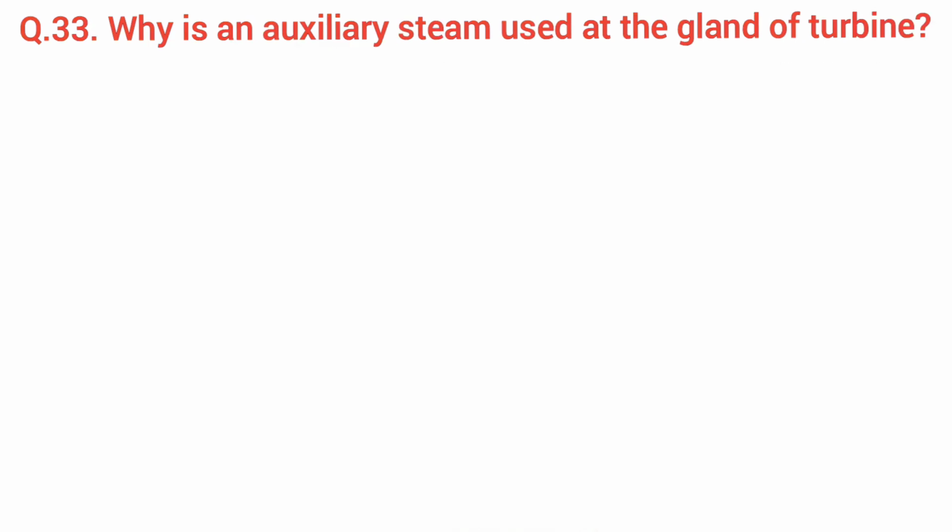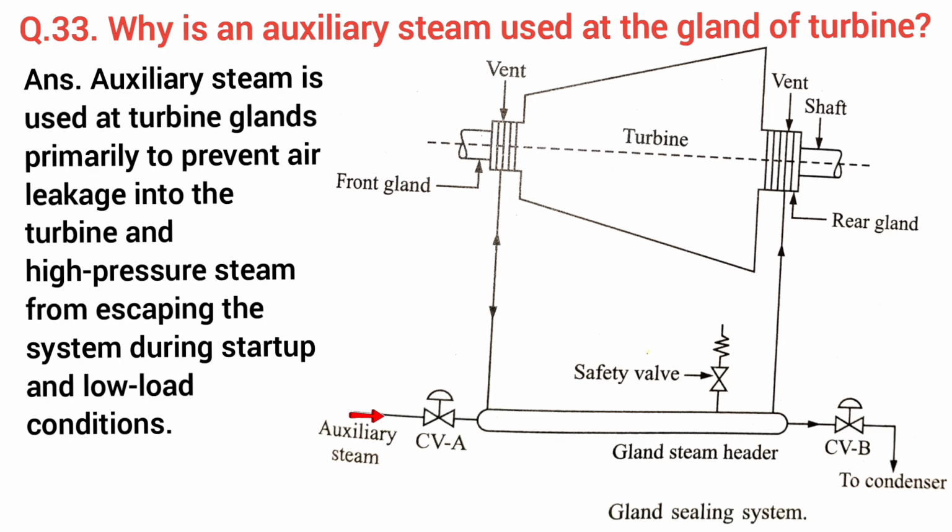Why is auxiliary steam used at the gland of turbine? Auxiliary steam is used at turbine glands primarily to prevent air leakage into the turbine and high-pressure steam from escaping the system during startup and low load conditions.